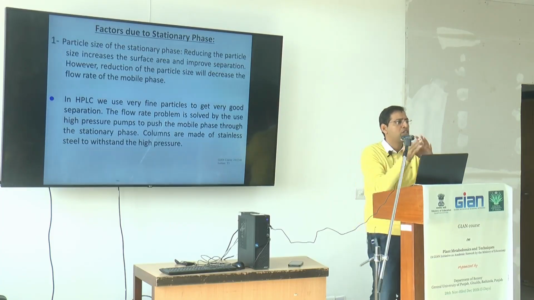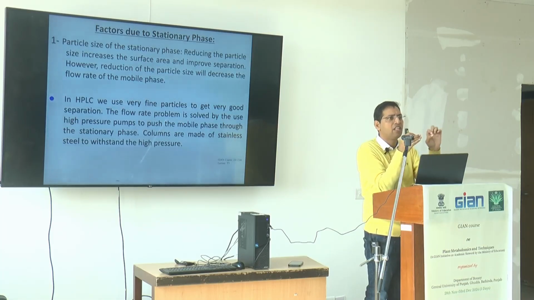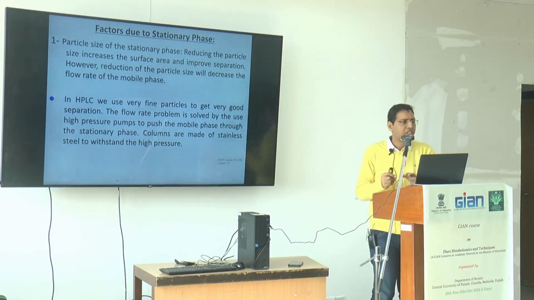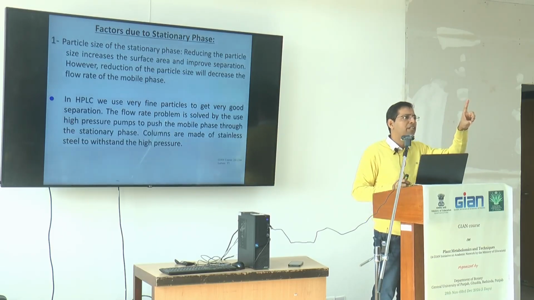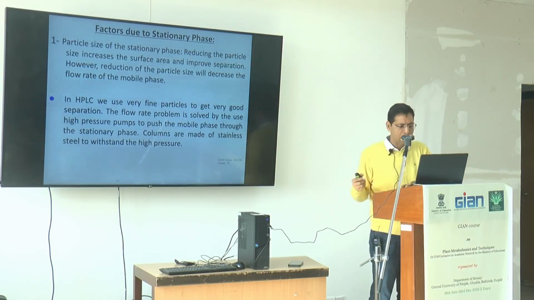If you are using porous particles, they will create more resistance in the column. If you are using very fine, uniformly packed particles, they move simultaneously with the pressure. Columns are basically made of stainless steel, and they are only about 7 cm if you are going ahead with HPLC and UPLC. But in GCMS, the column is very long, sometimes around 50 meters.